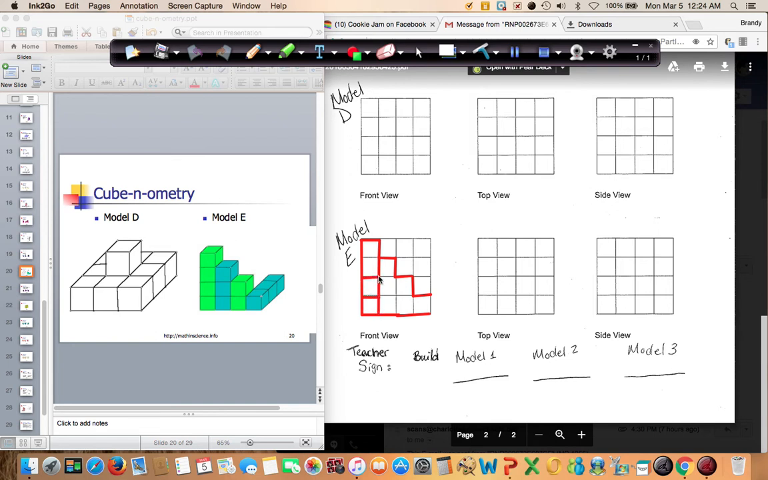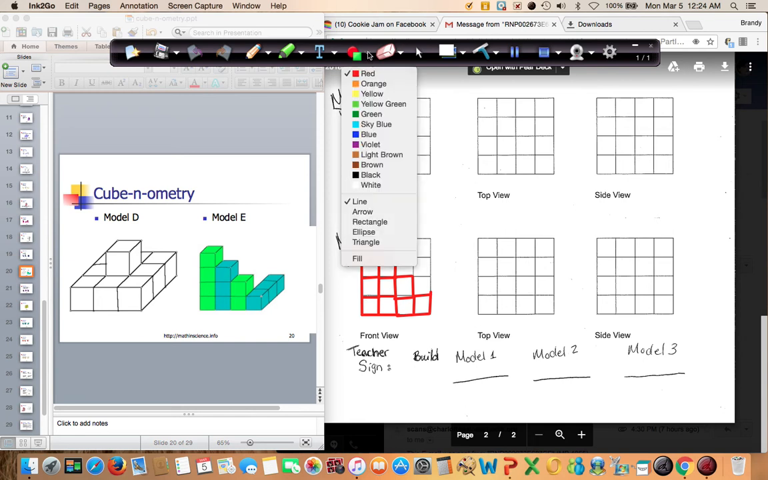So if I did it right, here we go. I have 4 in the first one. Yep. I have 3 in the second one. Yeah. I've got 2 here and 1 at the end. So 4, 3, 2, 1.